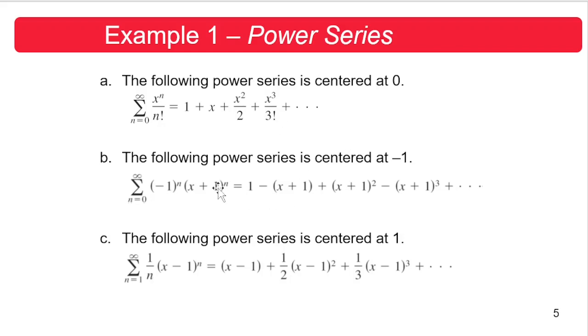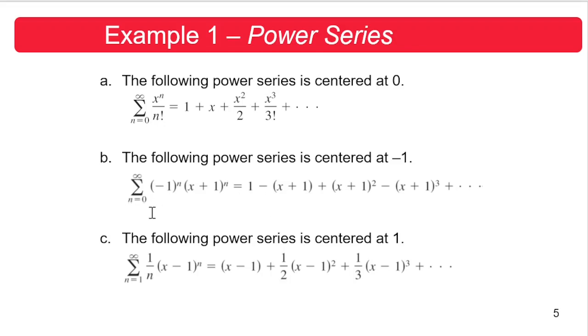The next example of a power series is centered at -1. We have the summation of -1 to the n times x plus 1 to the n power, where n is from 0 to infinity. If the value of n is 0, then you have -1 to the 0, which is 1, times x plus 1 raised to 0, which is 1. So that's the first term.